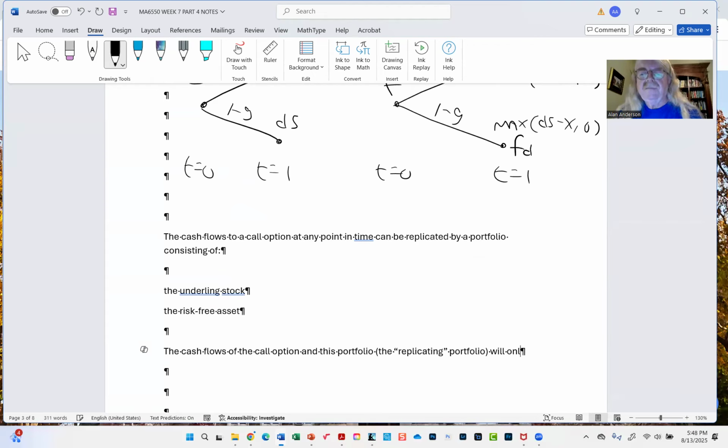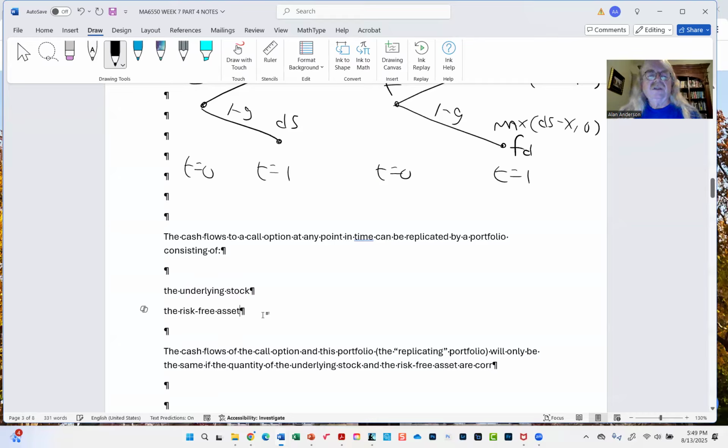will only be the same if the quantity of the underlying stock and the risk-free asset are correct. In other words, you can't just blindly buy a bunch of stocks and risk-free assets, meaning treasury securities. You have to have the right ratios. And then if you do though, then you can show that the two will be the same.